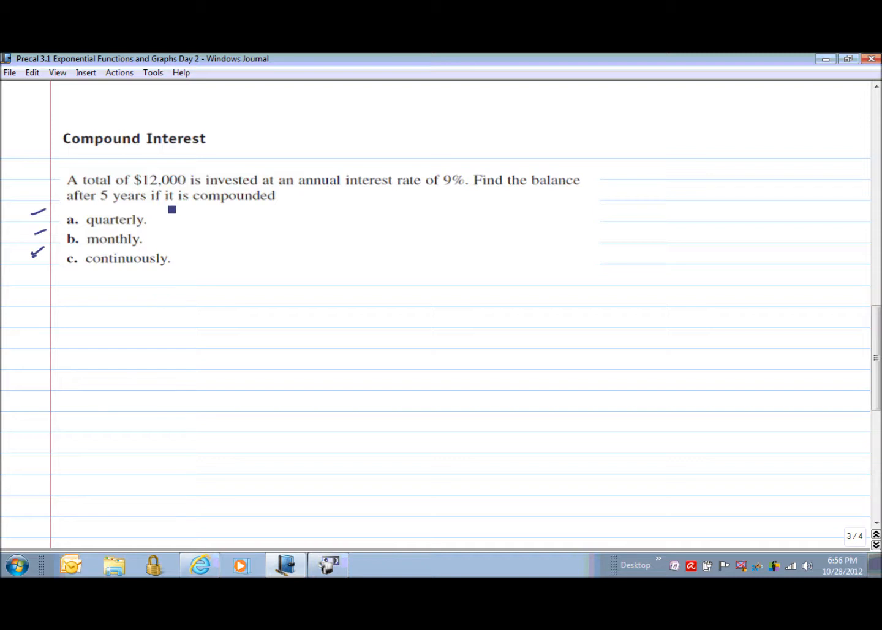We have a total of $12,000 is invested. That's going to be our principal amount. And it's invested at an annual interest rate of 9%. We're going to immediately cross that out and put 0.09, and that is our rate. We want to find the balance, so we're looking for our amount after 5 years, which is T in times. If it's compounded quarterly, quarterly would be 4 times a year. If it's compounded monthly, that would be 12 times a year. And then, of course, if it's compounded continuously, we're going to use a different formula. So let's do A and B first.